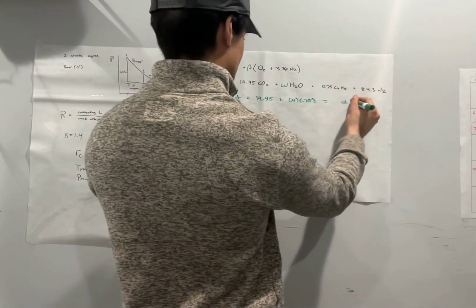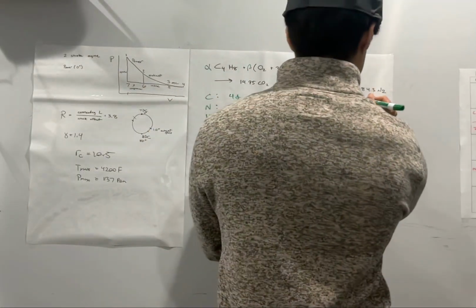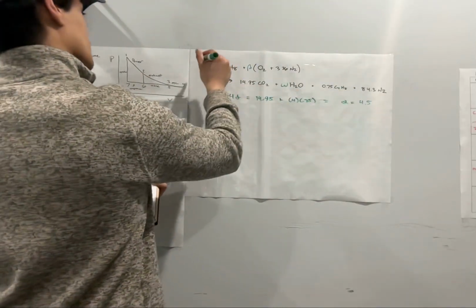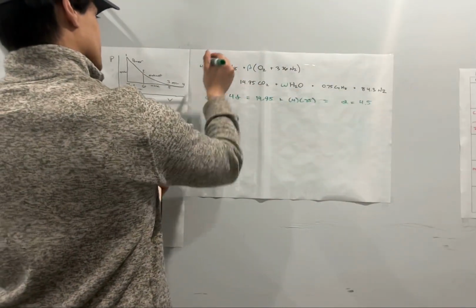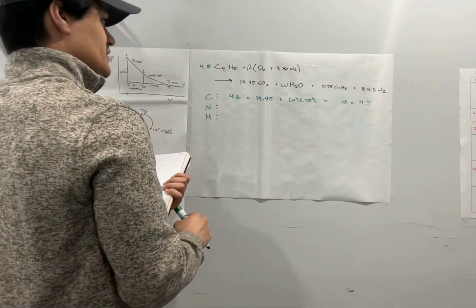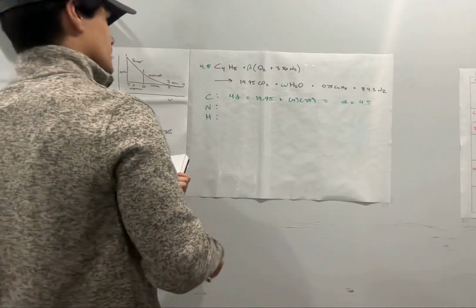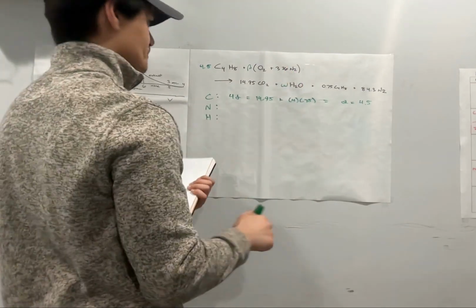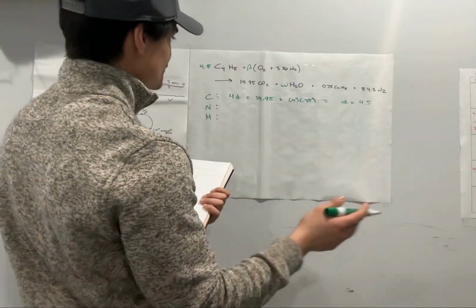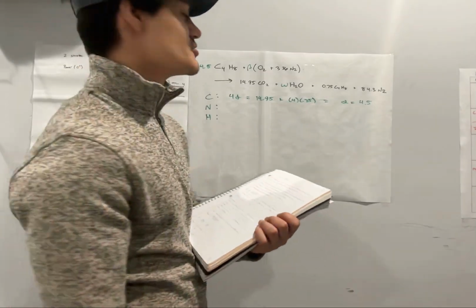So that means alpha is going to be equal to 4.5. And then I can replace this here, 4.5. And then our next one's going to be, I guess, nitrogen. We could do nitrogen next. You could do oxygen next. You could do hydrogen next, but I chose nitrogen here.